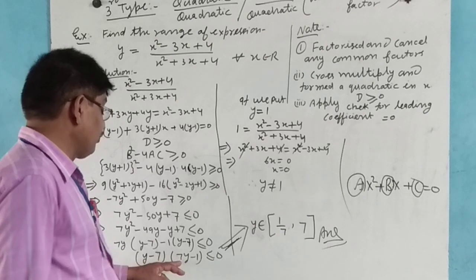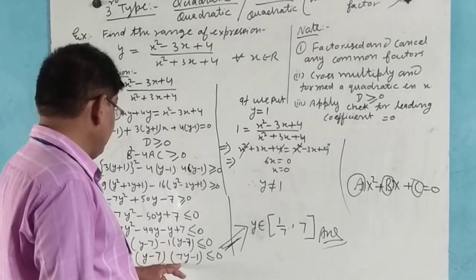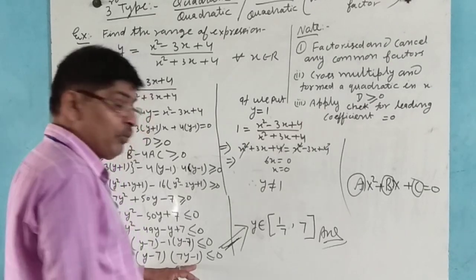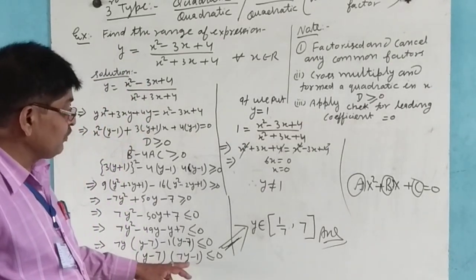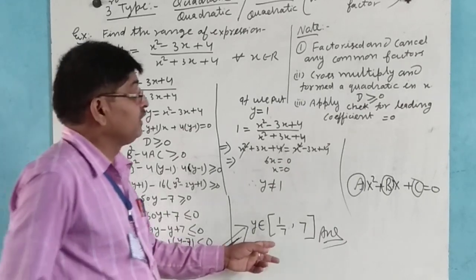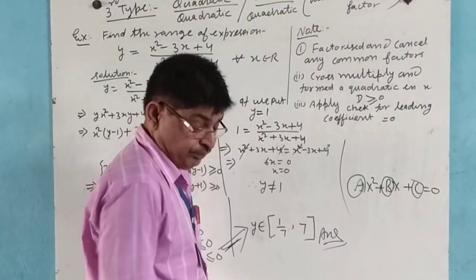It means that y belongs to the interval between the roots. 7y minus 1 equal to 0 means y equal to 1 by 7, and here y equal to 7. This is our answer.